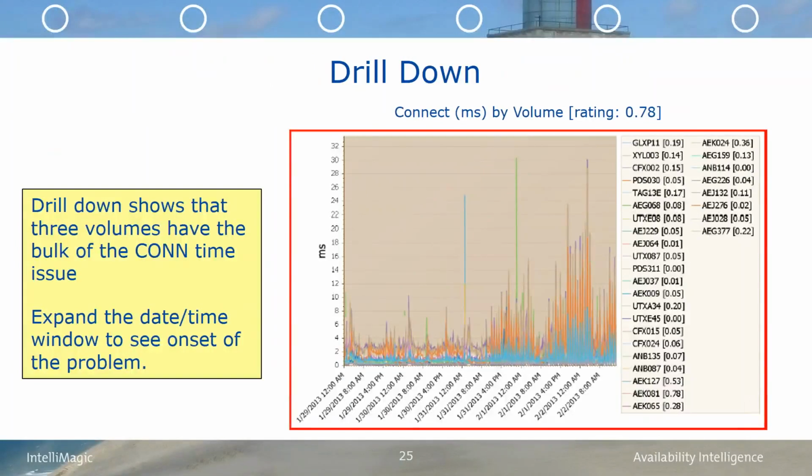So now we can drill down and we can expand the time frame. We can look at more days than we were looking at before. We can go back to the 29th to see where the change occurred. Here we can see that there are specific volumes that are driving much of the connect time issue. We can see that these volumes have higher ratings. For example, this one here, and this one here, and this one here have pretty high ratings, and this one over here as well. So we're able to identify the volumes that are making the biggest contribution to this connect time issue.